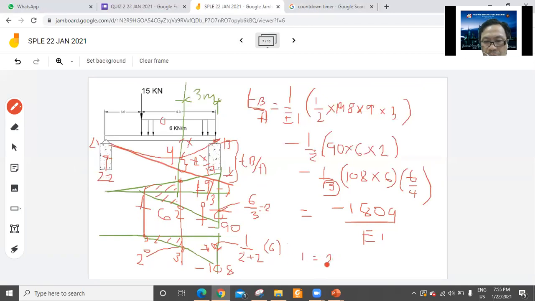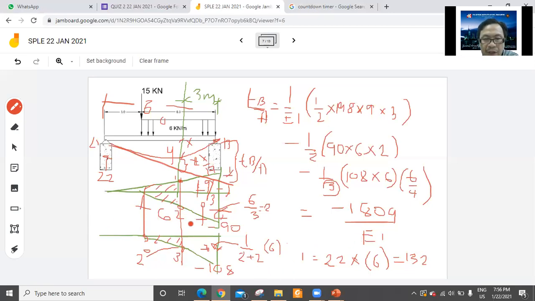22 times the distance. What distance? 3 and then 3 here. This one coming here is 6, because 3 here and 6 for this one, since the total is 9. So 22 times 6 is equal to 132. Yes, 132 kilonewton meter.